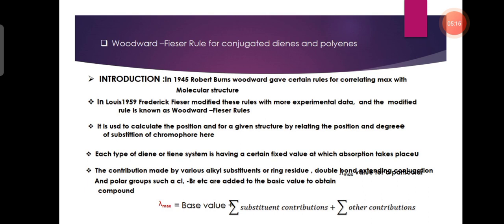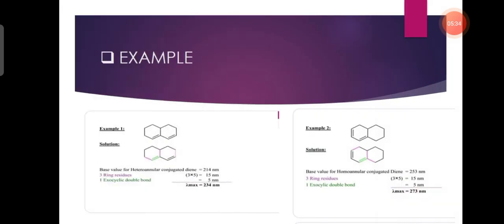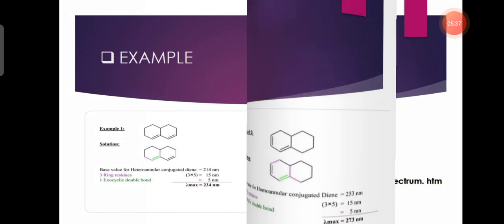This type of diene and triene system has a certain fixed value at which absorption takes place. The contributions made by various alkyl substitutions or ring residues, double bond extended conjugation and polar groups such as Cl, Br, etc. are added to the basic value to obtain lambda max of the compound. This is the value in homoannular and heteroannular. Example. This is the example.